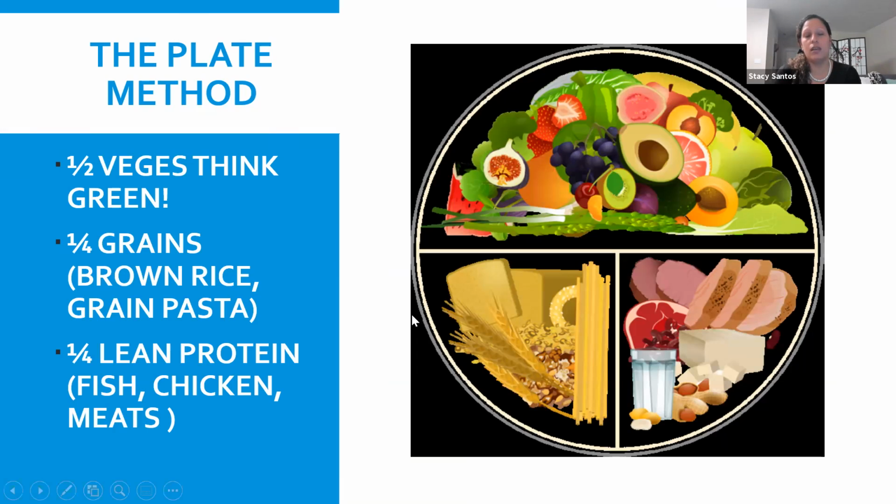And then the other quarter of the plate should be lean protein. So fish, chicken, and lean meats. Fish and chicken are always the best. Keep the red meat low, but you can eat that. And pork is actually not too bad if you eat it. Not everybody eats it, but these are just suggestions. Next slide.